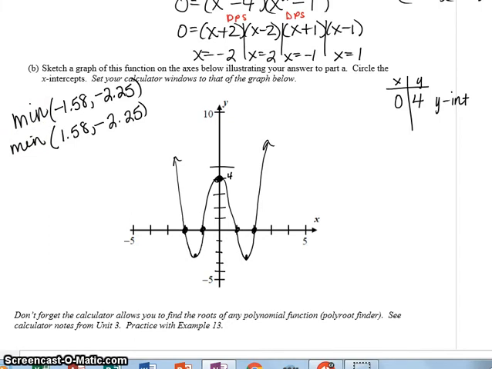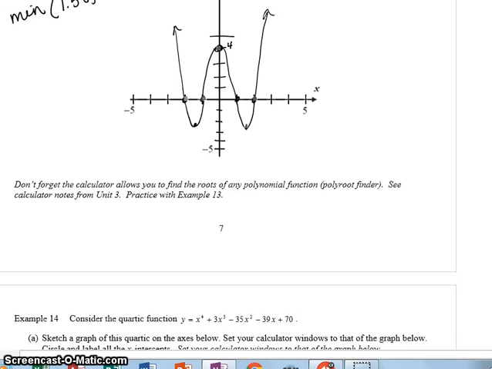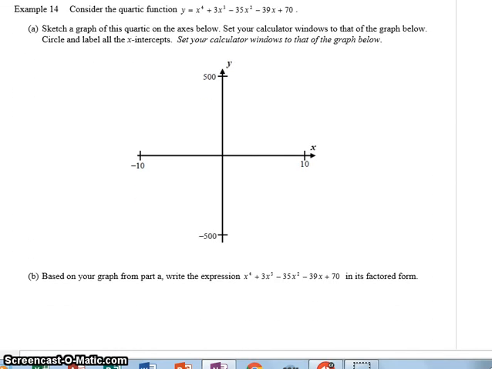Okay, it says don't forget the calculator allows you to find the roots of any polynomial function, polyroot finder, see calculator notes. So you could use your polyroot finder as well. All right, last example here. Consider the Quartic function y equals x to the fourth plus 3x cubed minus 35x squared minus 39x plus 7.